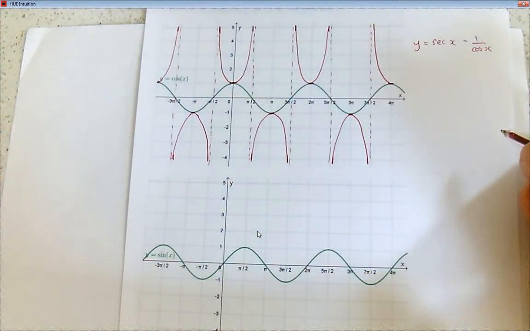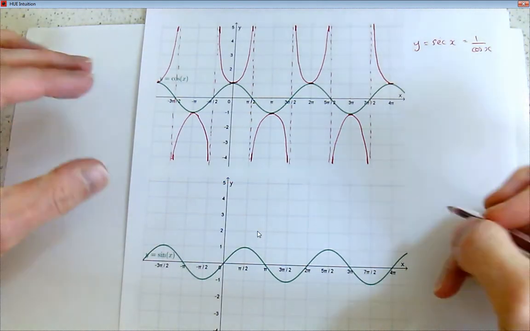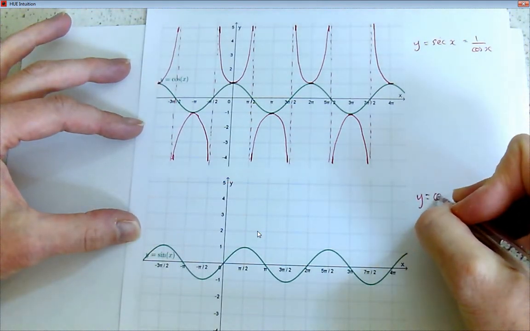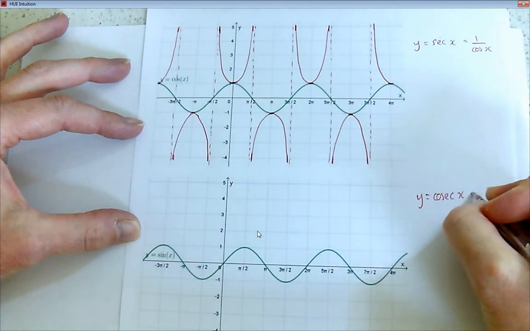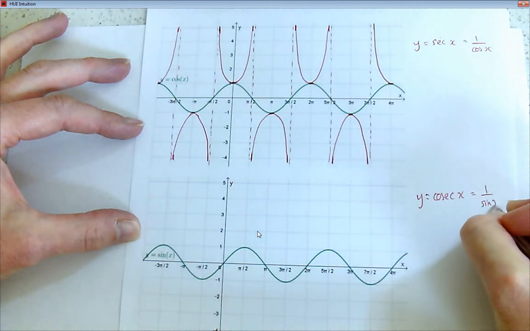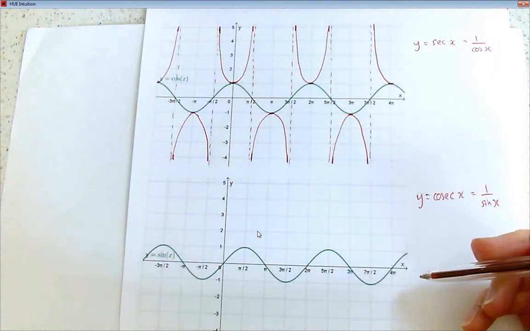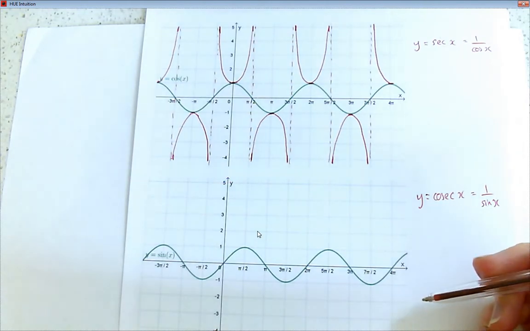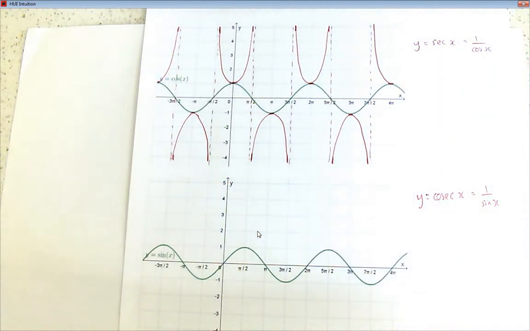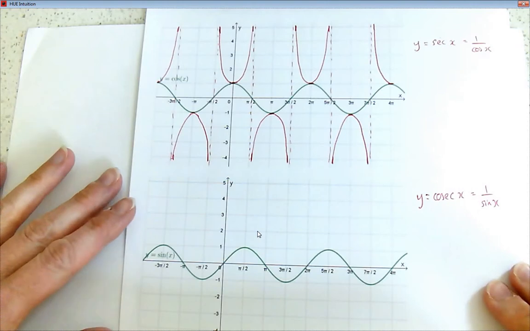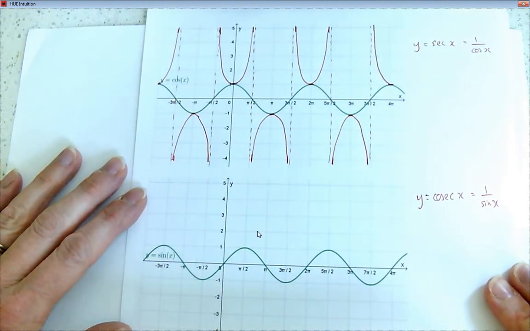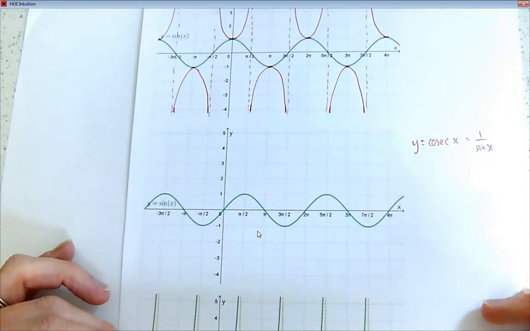Right then, so I'm going to do the same for cosec, which if you remember, cosec of x is 1 over sine x. So we start from the graph of sine x. Now I'm going to just draw this without talking and see if you can predict what I'm doing. See if you can think through, what am I doing?